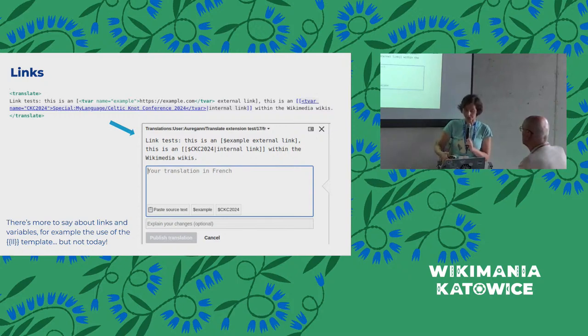So that's what it's going to look like. For example, if we had our external link and our internal link, again, we're giving the translator only what they need to translate, and the links are kind of hidden. There may also be some cases where you actually want the translator to have access to the links, and in that case you would not put them in variables, but most of the time it's actually fine to do it that way.